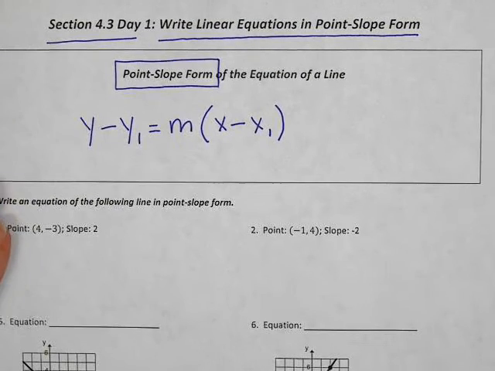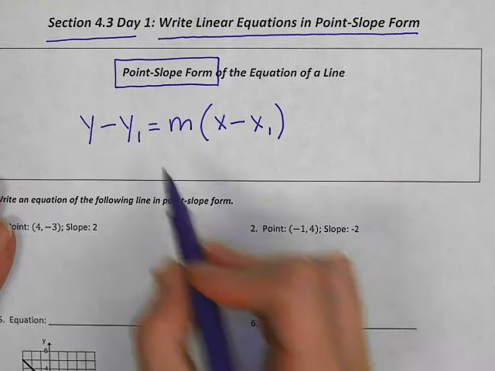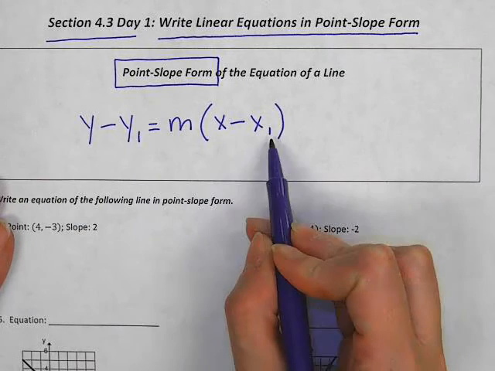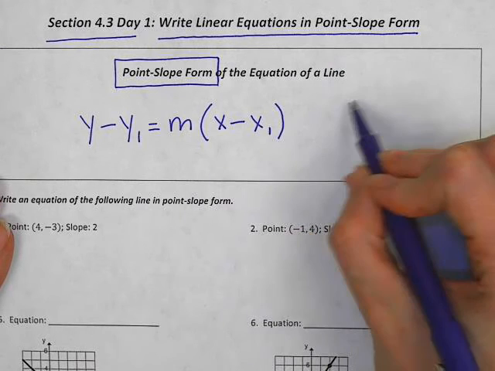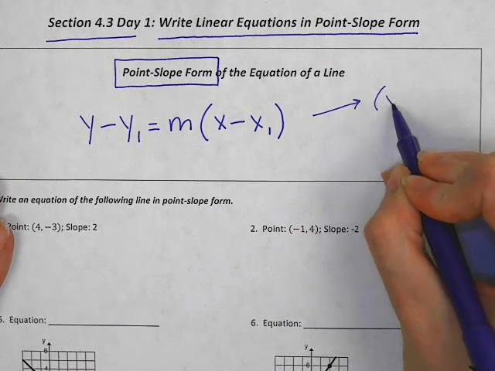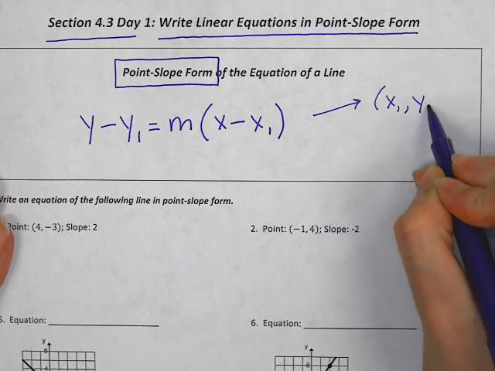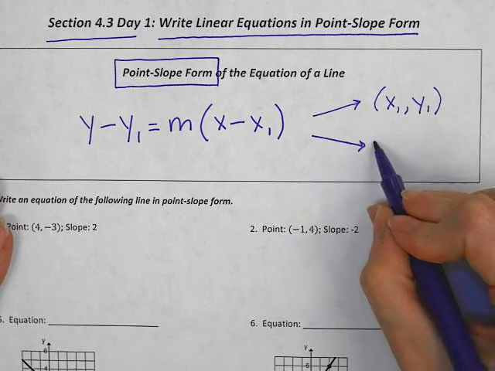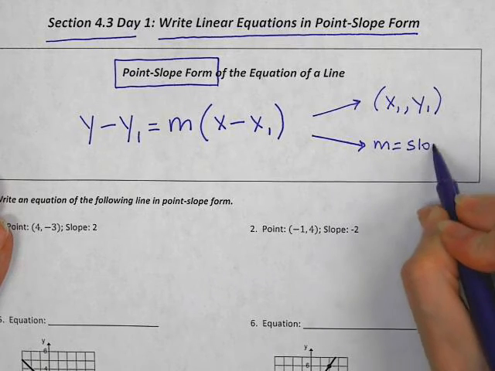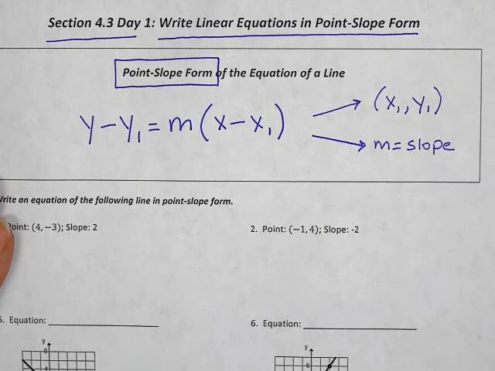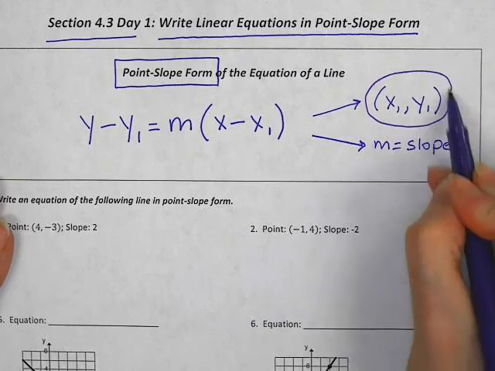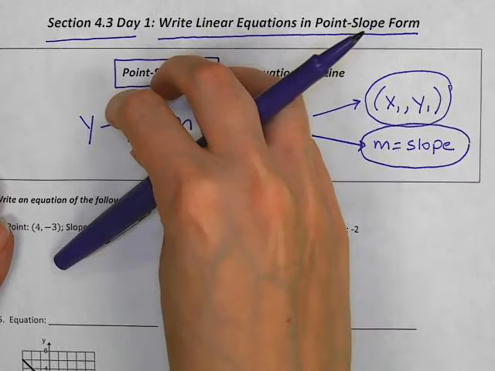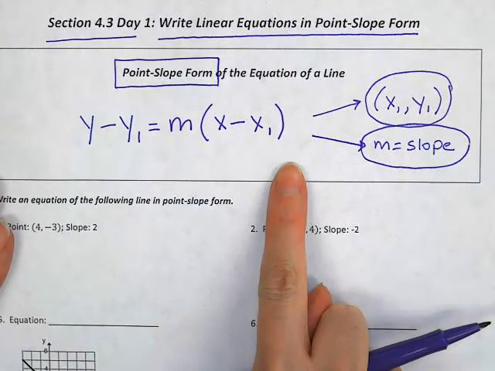Okay, let's look at some of the parts of this formula. X and y are going to just stay x and y. X1 and y1 are going to be the given point. And m is still, as usual, going to represent the slope. So if you're given a point and you're given a slope, you plug these in to their spot, and that is the equation of the line.